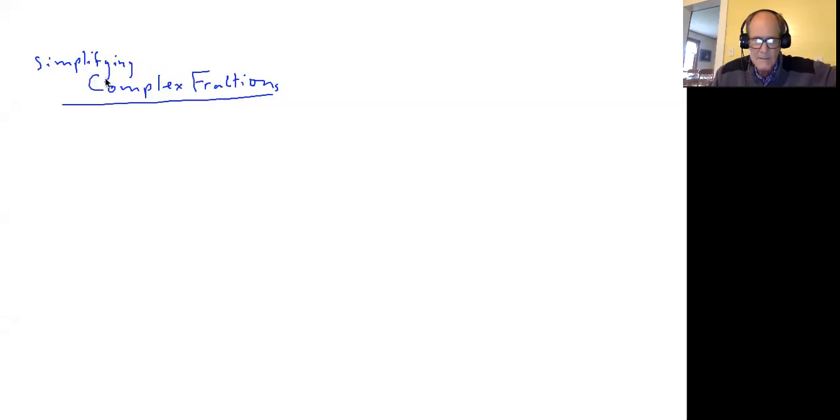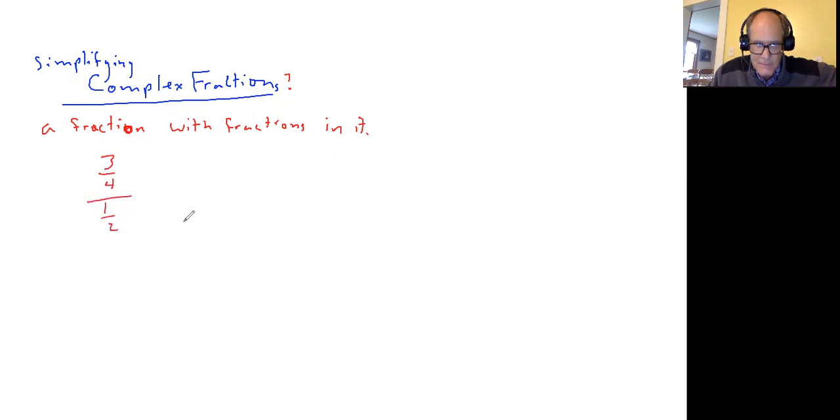Today we're going to look at simplifying complex fractions. So you might ask, well, what is a complex fraction? What would that be? And I'd say simply a fraction with fractions in it. Like, for instance, if I had 3/4 divided by 1/2, that's a complex fraction. If I have 1 over x divided by 2 over x plus 1, that's a complex fraction.